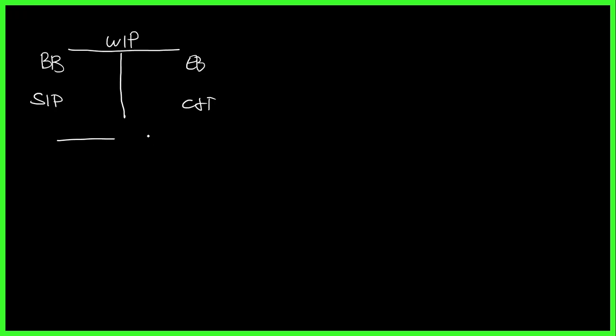Let's start with the T accounts. Number one, you should be able to understand the flow of your work in process. You have your beginning balance and your ending balance, then your started in process and your completed and transferred. The total should always be the same. Sir, what if it doesn't equal? Then you will have lost units.